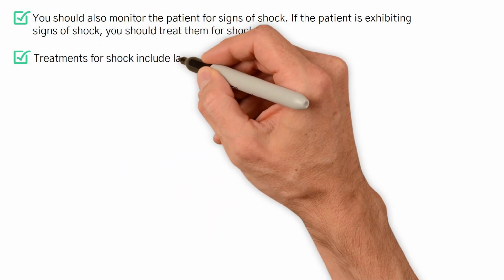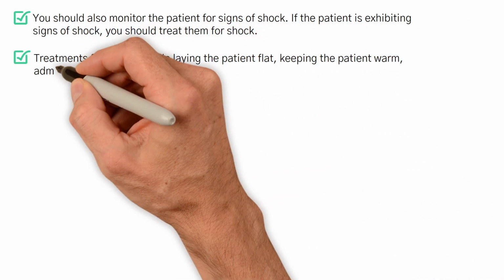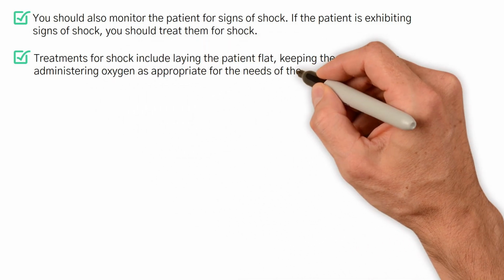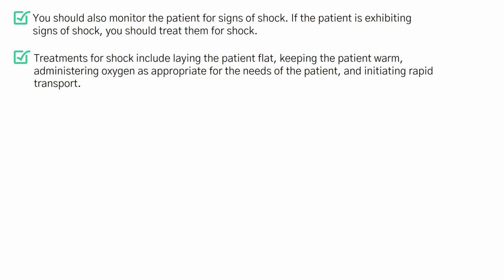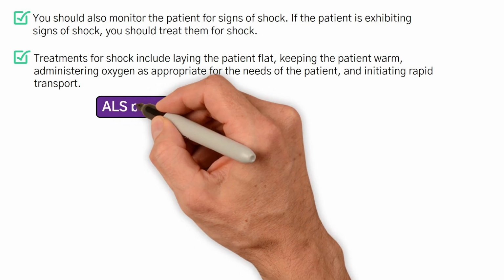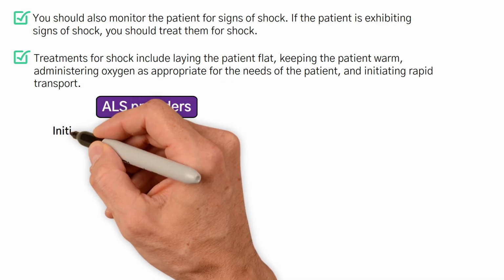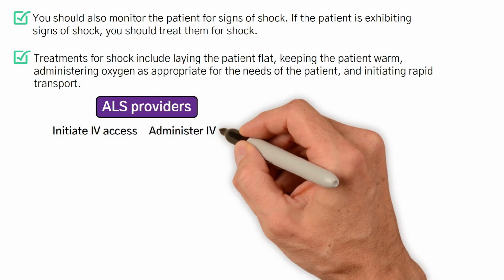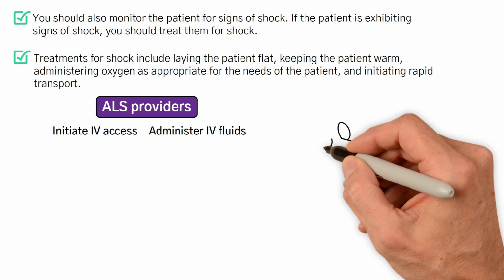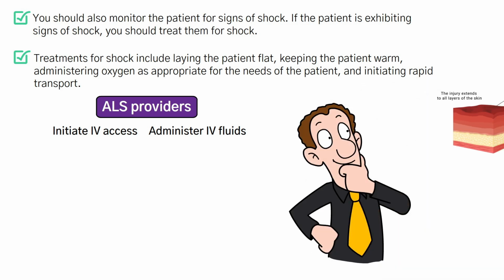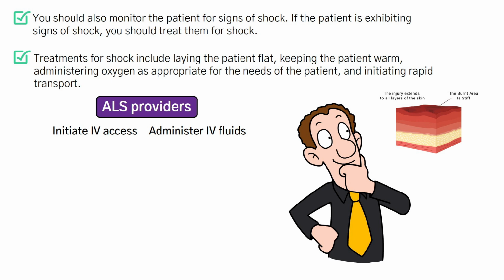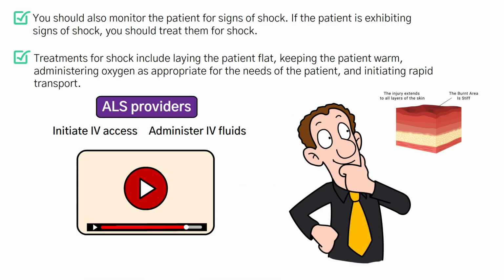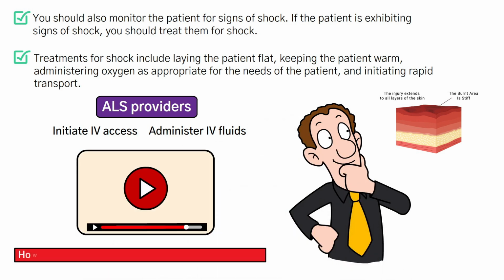Treatments for shock include laying the patient flat, keeping the patient warm, administering oxygen as appropriate for the needs of the patient, and initiating rapid transport. ALS providers can also initiate IV access and administer IV fluids. If you're wondering how to calculate how much of the body was burned, make sure to watch our video that goes over the rule of nines. That video goes over how to calculate the total body surface area of a burn.